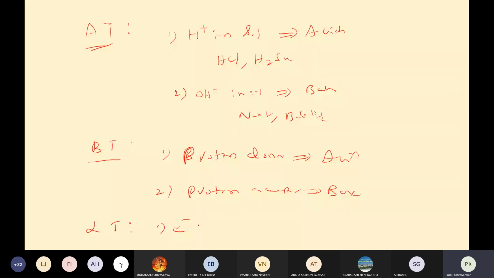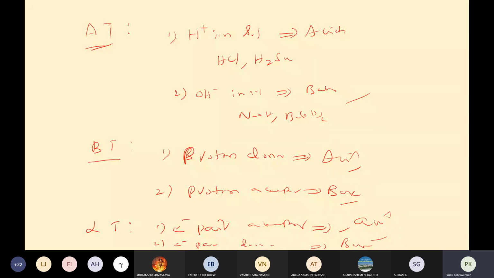the electron pair acceptor is acid, whereas electron pair donor is base. So this is the overview of the acid-base theories. According to Arrhenius theory, the substance which can produce hydrogen ions in solution is acid, whereas the substance which can produce hydroxide ions in solution are the bases. And according to Bronsted-Lowry theory, the proton donor is acid, whereas the proton acceptor is base. And according to Lewis theory, electron pair acceptor is acid and electron pair donor is base.